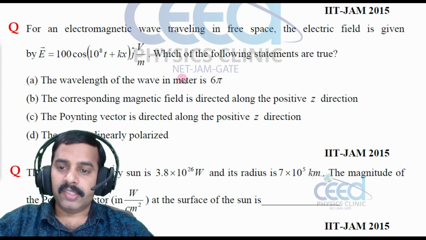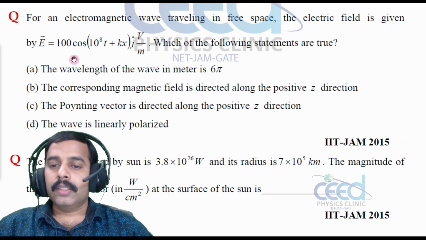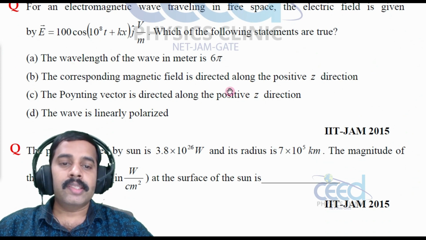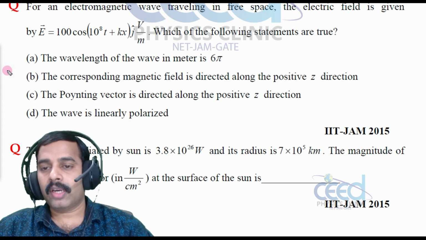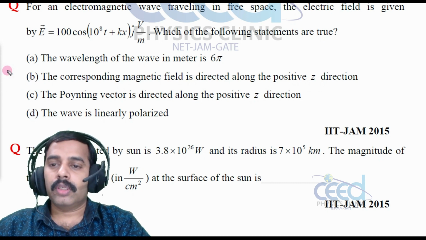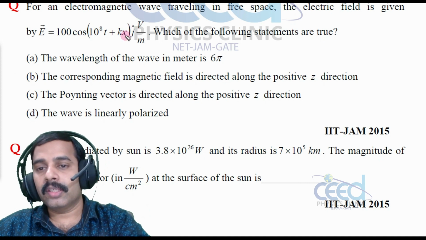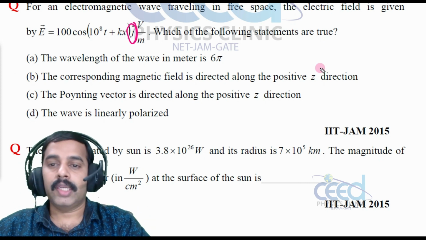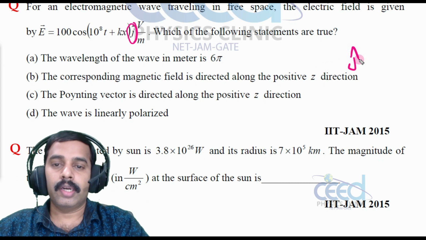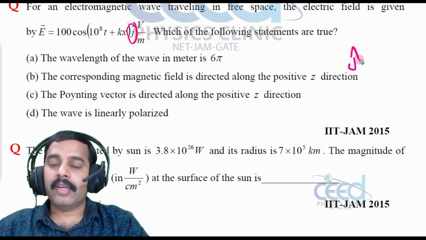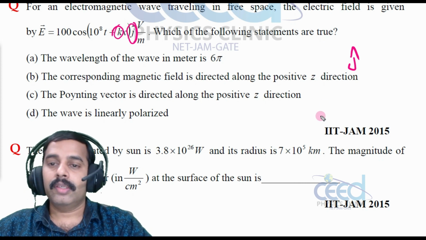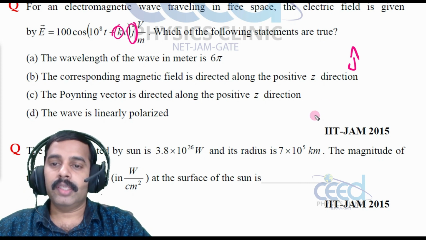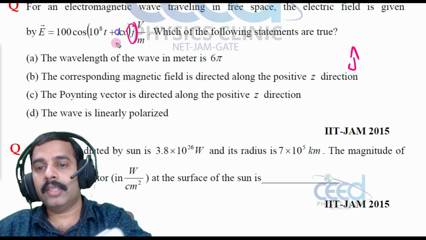And the second statement is that the corresponding magnetic field is directed along the positive z direction, right? Is it correct? The electric field polarization is along j cap, right? And what is the direction of wave propagation? The wave is propagating along k, that means along the x cap, right? Because it is kx plus 10 raised to 8 t.